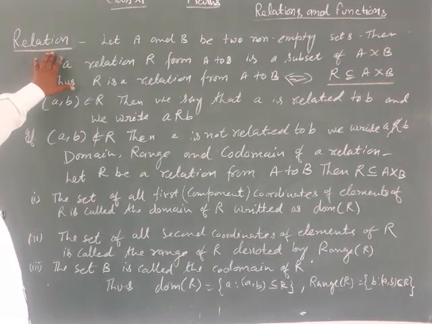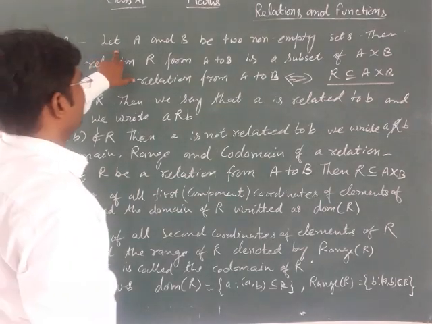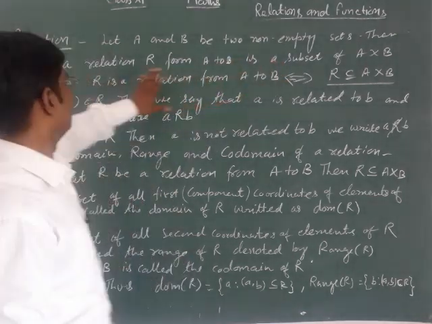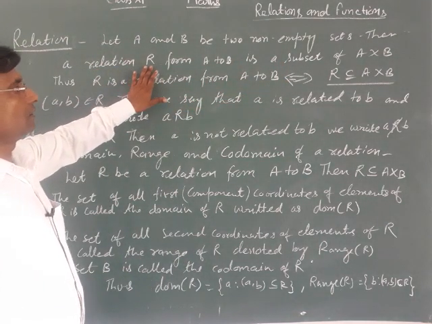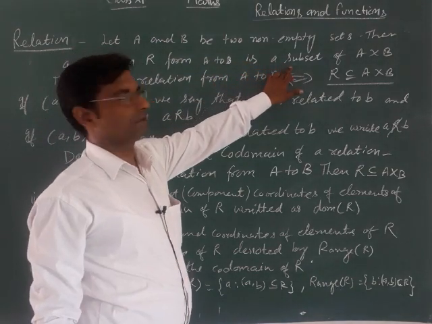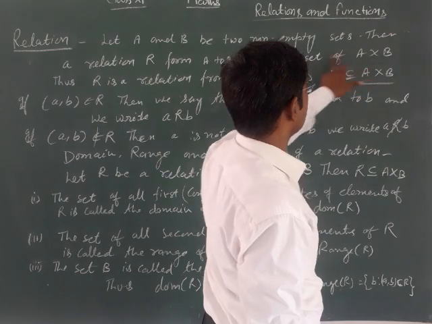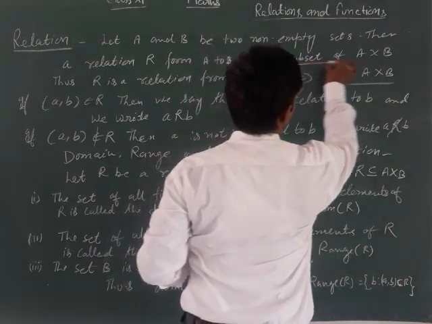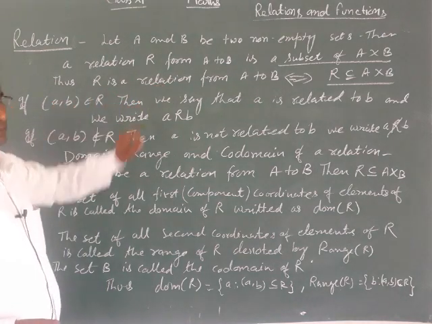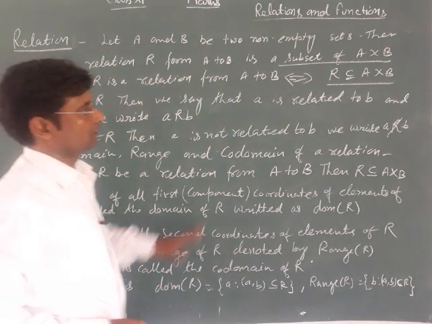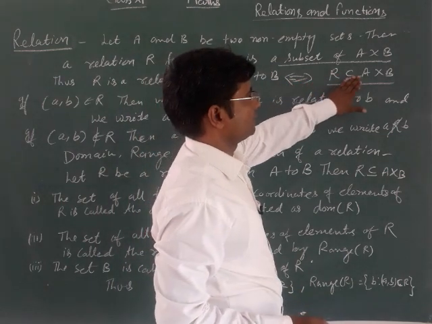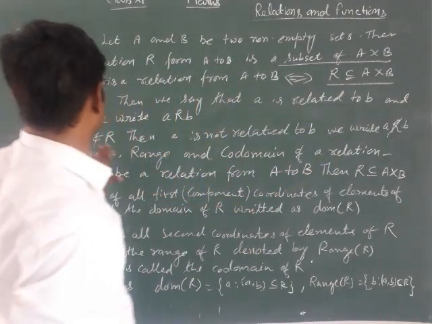Relation. Let A and B be two non-empty sets. Then a relation R from A to B is a subset of A cross B. Thus, R is a relation from set A to set B if and only if R is a subset of A cross B.